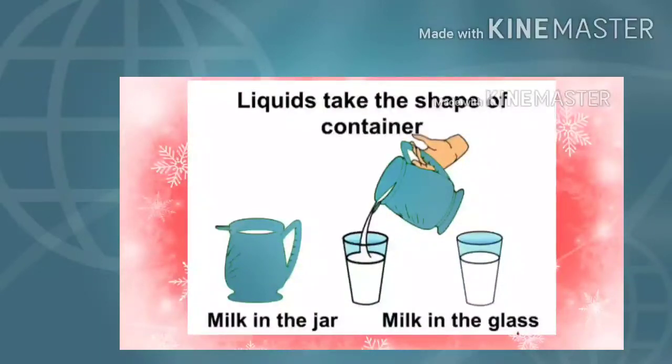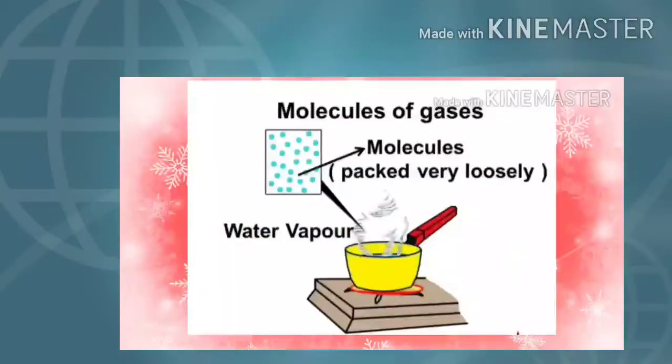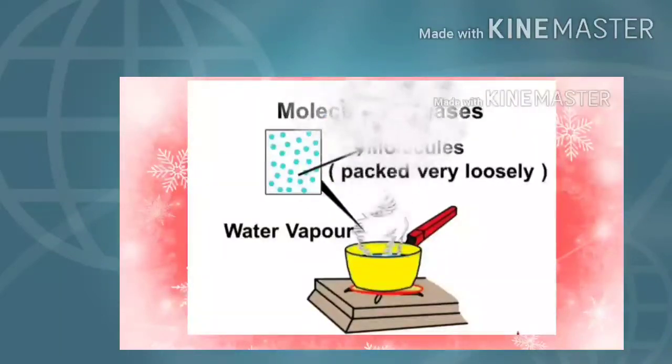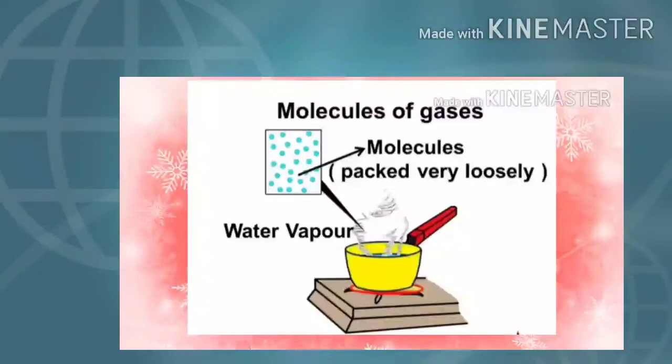If you take a glass of milk, you can pour that milk in the glass as well as in the jar. Water can flow because the molecules are loosely packed. Now if you take the example of a gas, molecules are very loosely packed. You can see the water vapors rising up. You can smell the fragrance from one corner of the room because the molecules are far apart from each other. They have maximum intermolecular spaces and least intermolecular force of attraction between them.